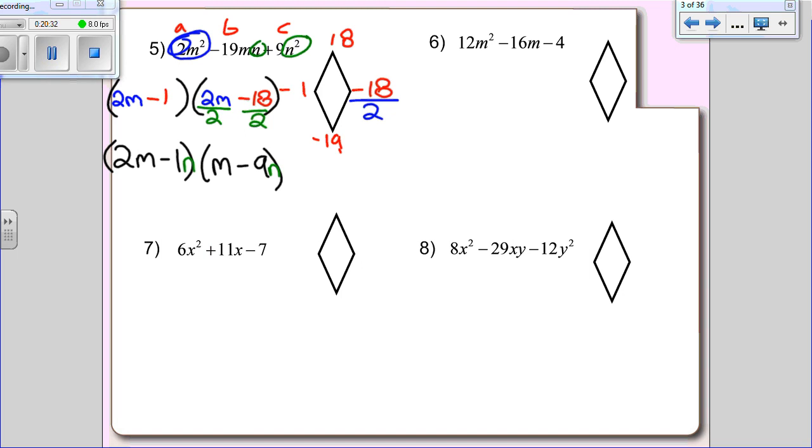So come to a specific answer. So even if there's 3 n's in the trinomial, only 2 n's in the binomial? Yeah, because they would multiply together to become the n squared, and then when you FOIL, like if you were to multiply it together, the mn term would come from the outside to the inside.